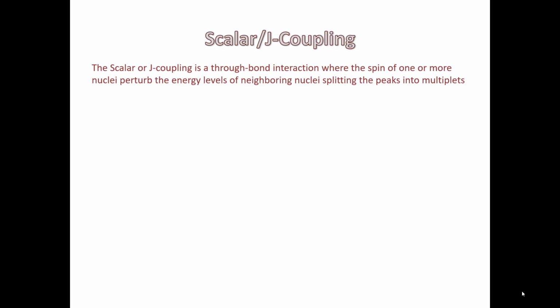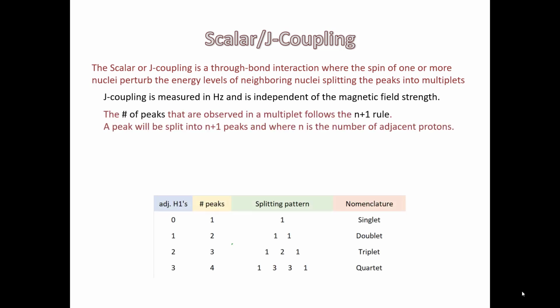So let's take a look at scalar or J couplings. The scalar or J coupling is a through bond interaction where the spin of one or more nuclei perturb the energy levels of neighboring nuclei and splitting those peaks into multiplets. J coupling is measured in Hertz and is also independent of the magnetic field strength. So a coupling that you measure on a 90 is going to be the same coupling you measure on a 400. The number of peaks that are observed in a multiplet follows the n+1 rule.